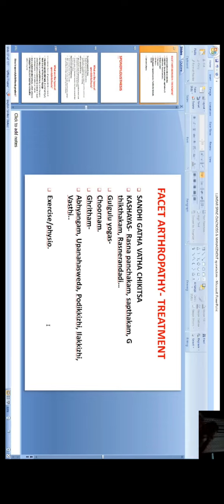Panchakarma, Shirakampa. Musculoskeletal or neurological diseases are also mentioned. Then Abhyanga, Upanaha Sweda, Churnapinda Sweda, Patra Pottali Sweda, Vasti, etc. Fast joint exercise and physiotherapy is also very good.